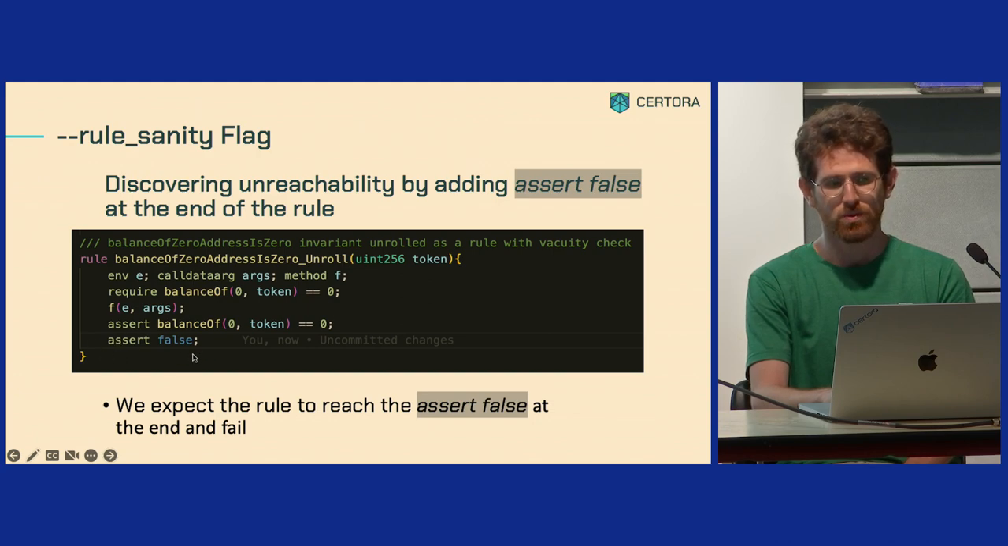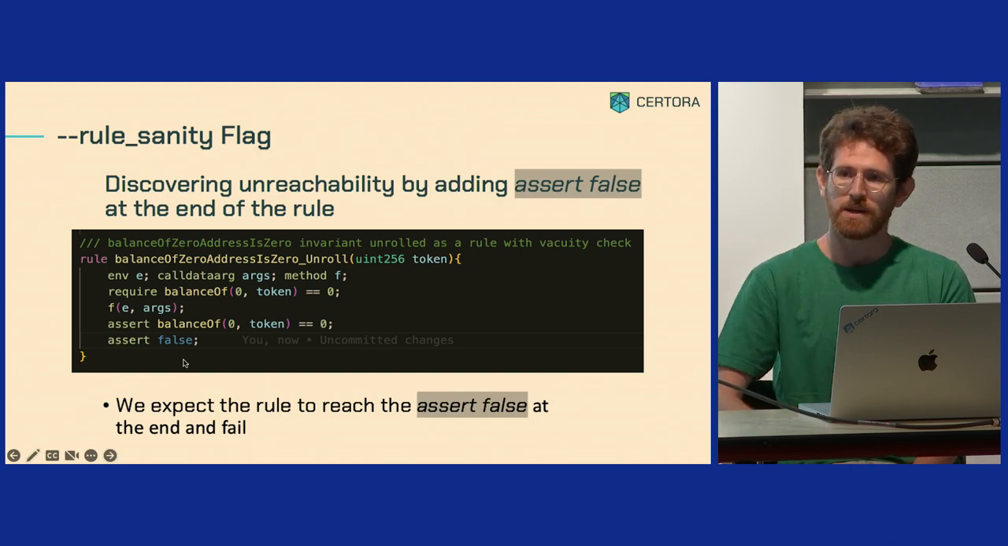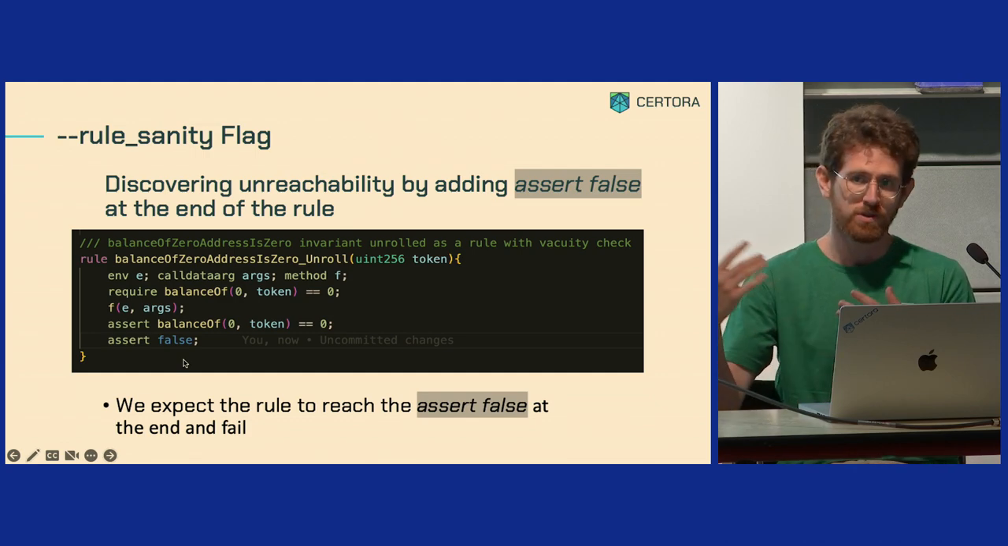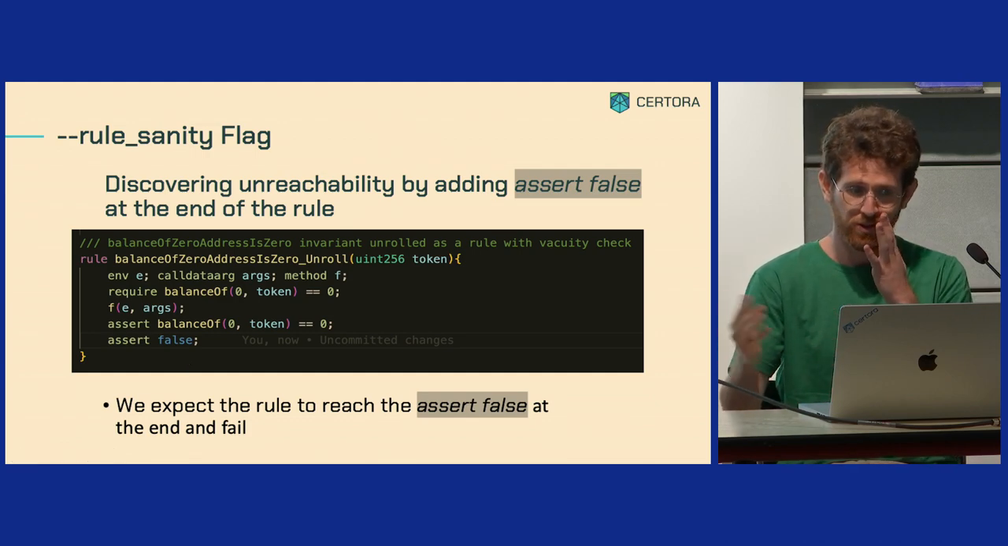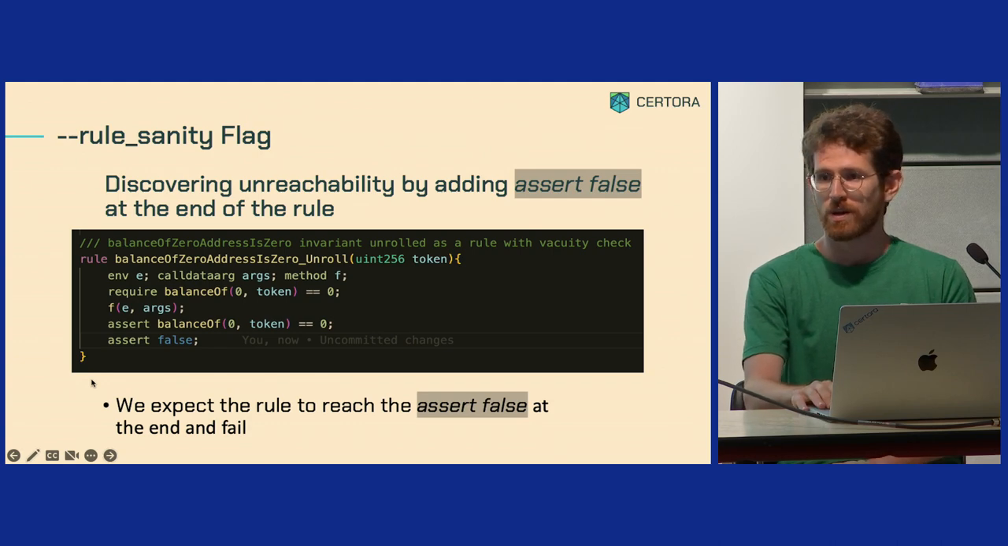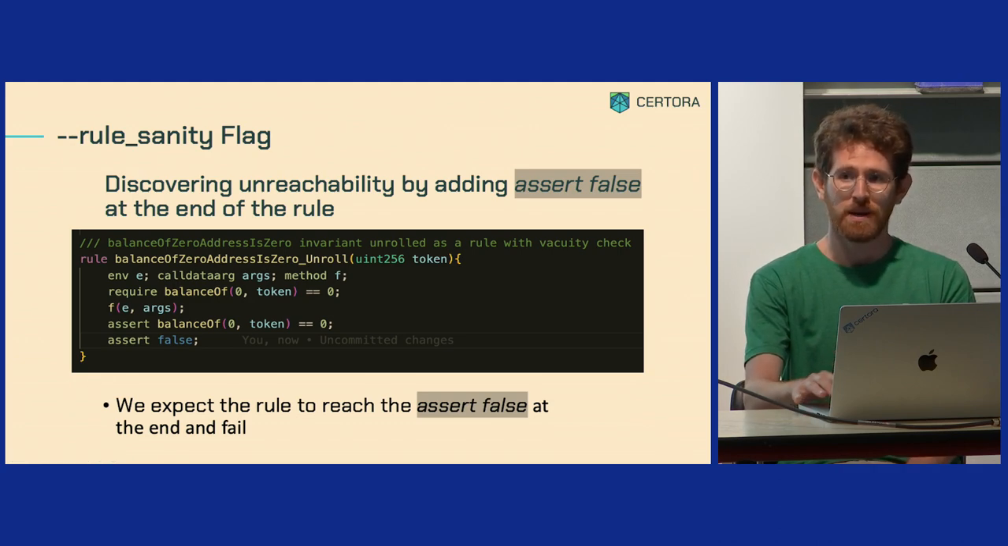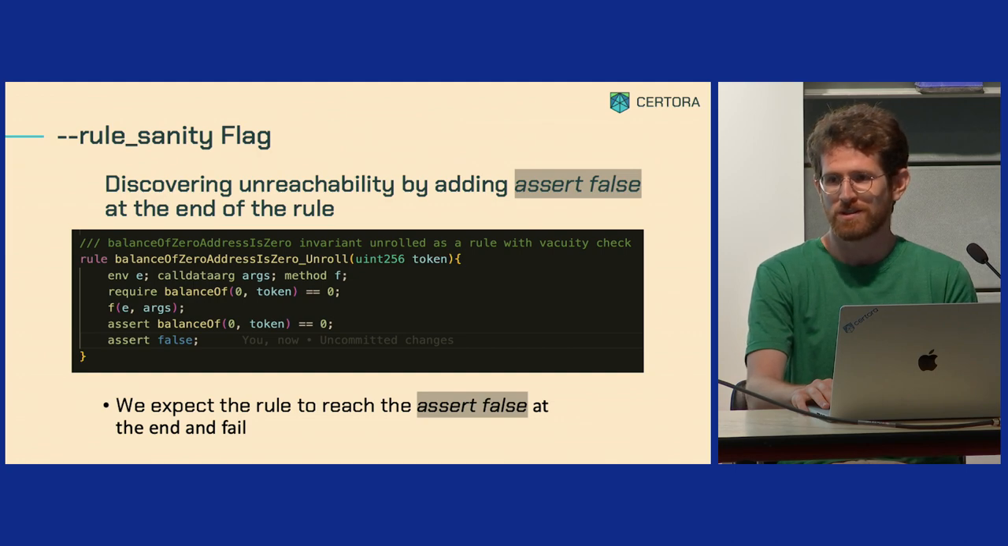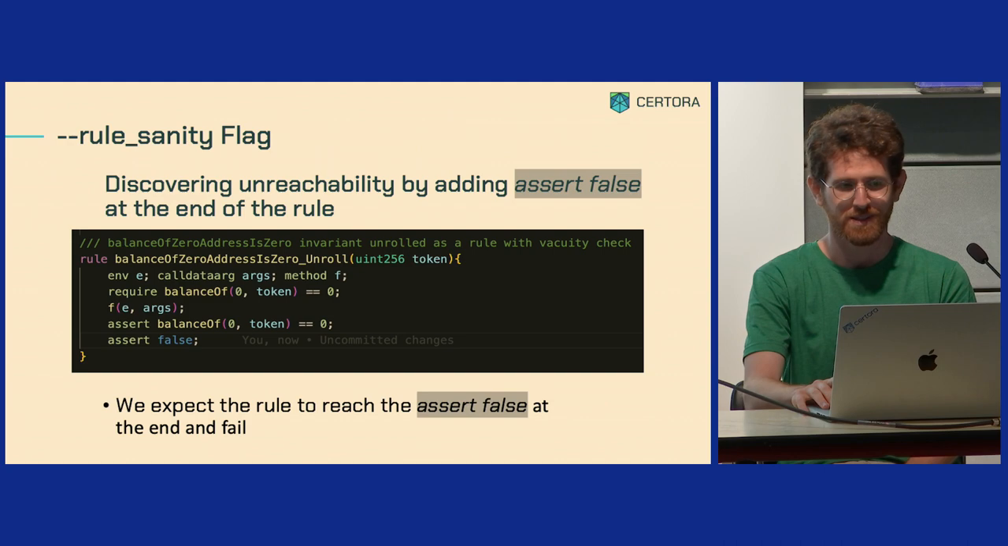And what happens when we assert false at the end? We expect the rule to fail anyway, because when we get to assert false, it has to fail. Assert false always fails. So this is exactly the same rule, and we expect it to fail. We expect a red X, and we know that if the rule fails to fail, meaning that it's passing, it's verified, then something is strange, because an assert false rule cannot pass.